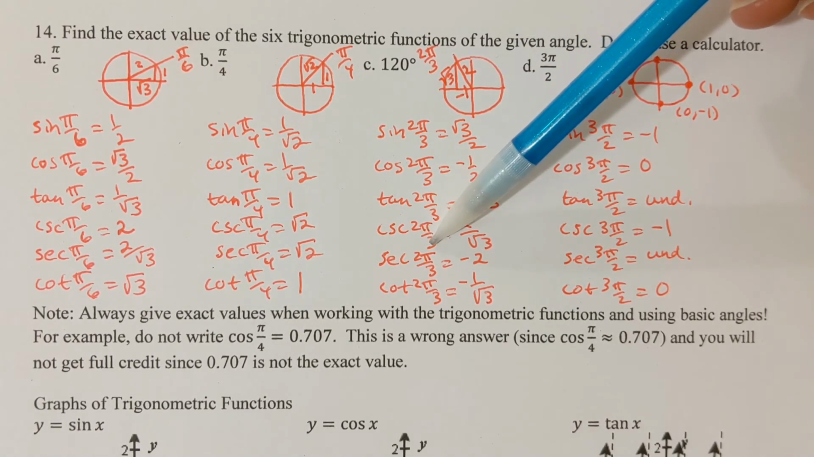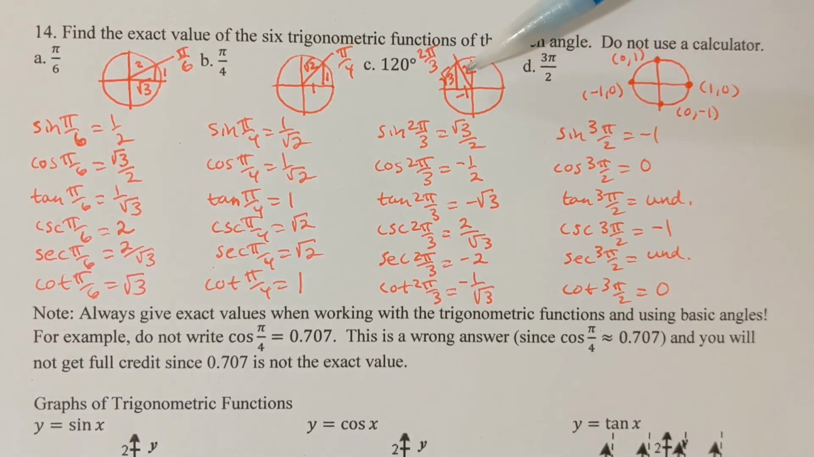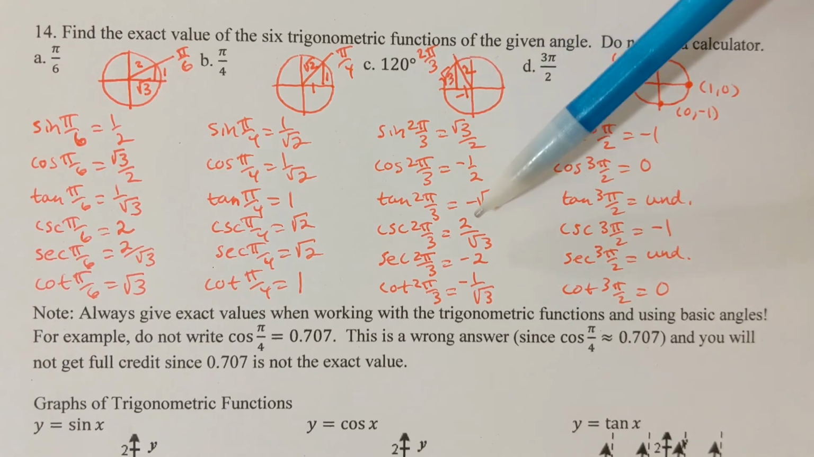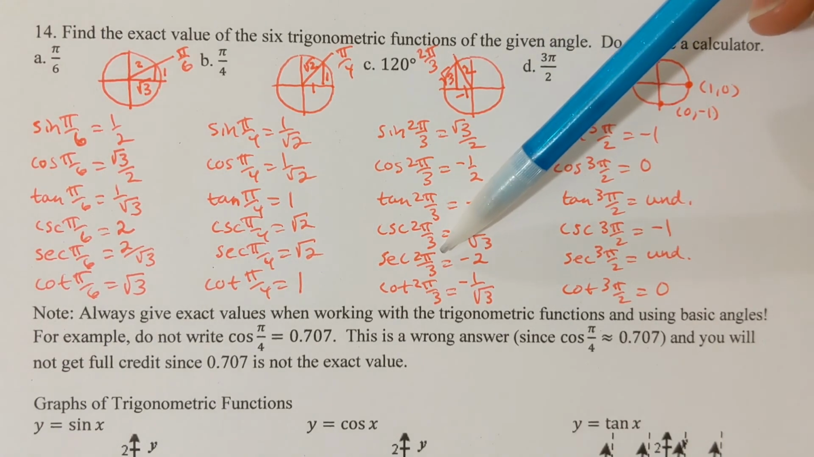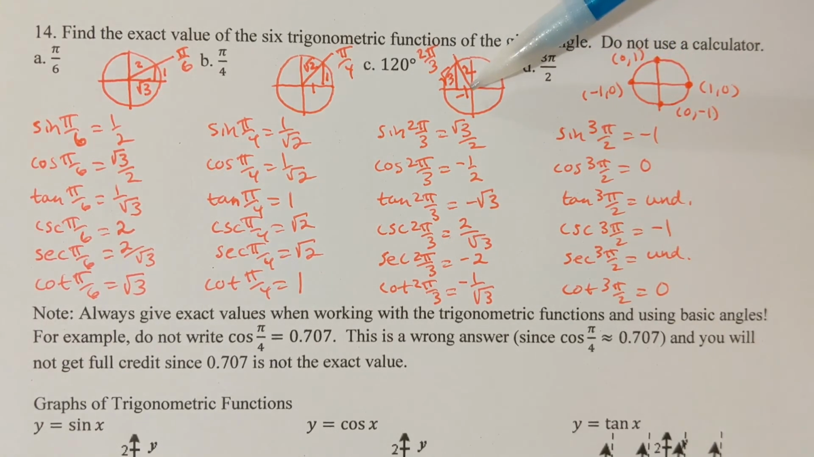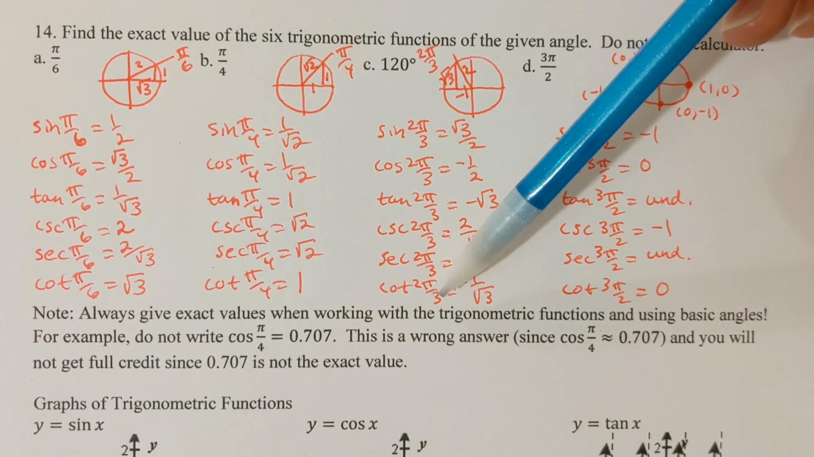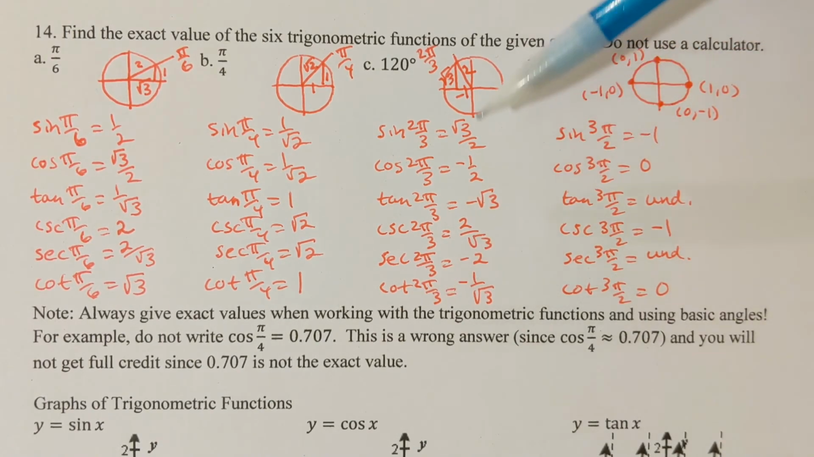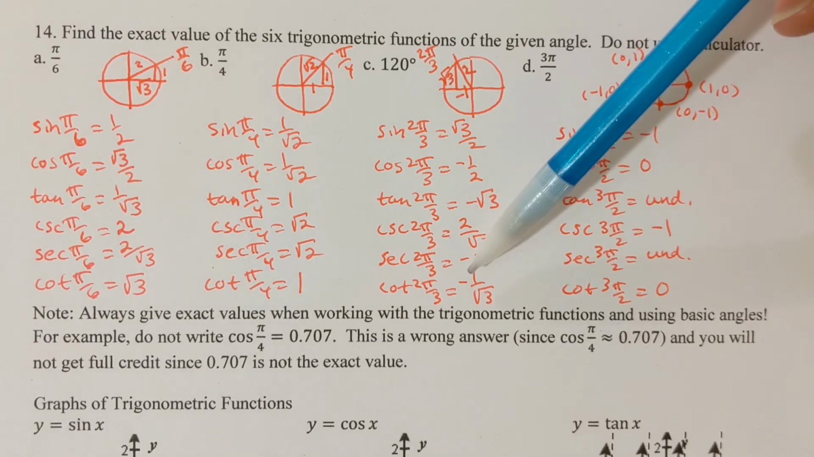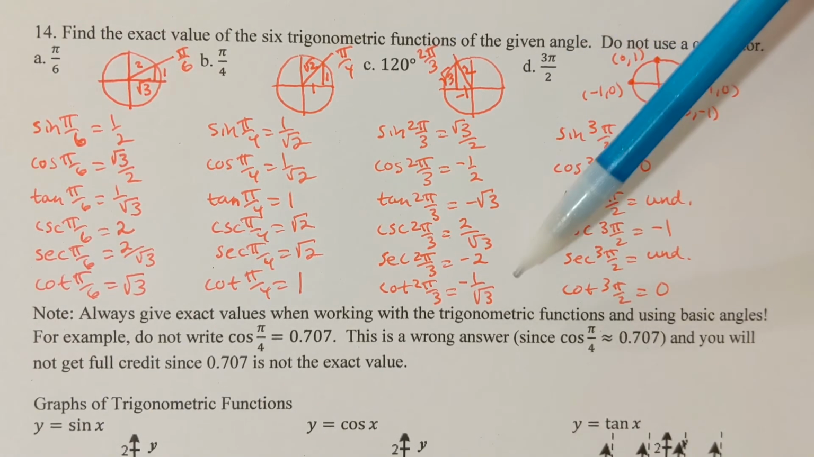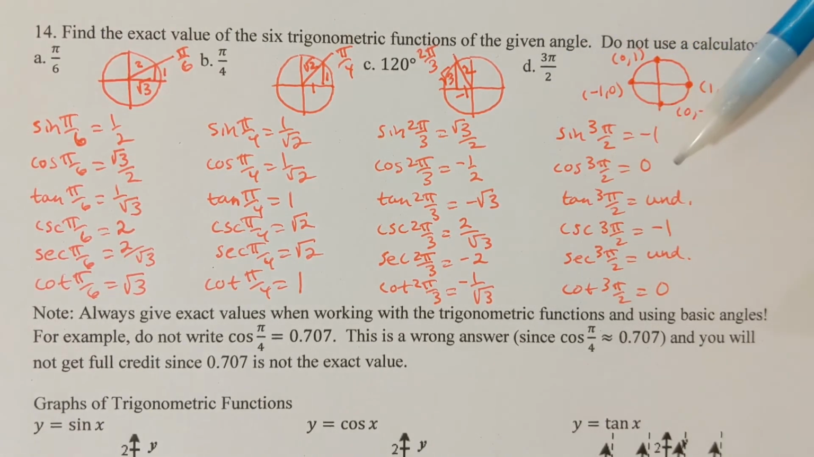Cosecant of pi over 3 would be hypotenuse over opposite. That'd be 2 over root 3. Secant of 2 pi over 3, that'd be hypotenuse over adjacent. 2 over -1 is -2. And then cotangent of 2 pi over 3, that would be adjacent over opposite. -1 over root 3 is -1 over root 3, that I got written.